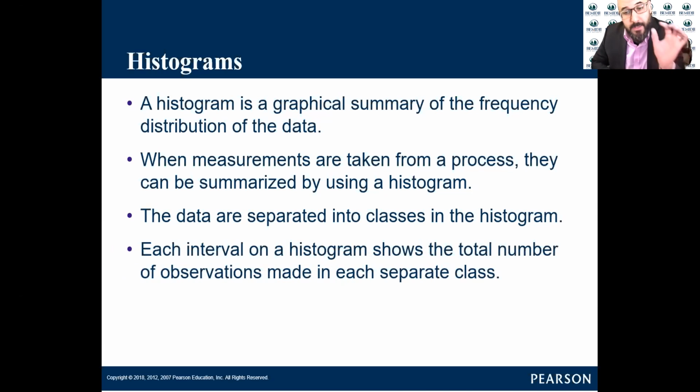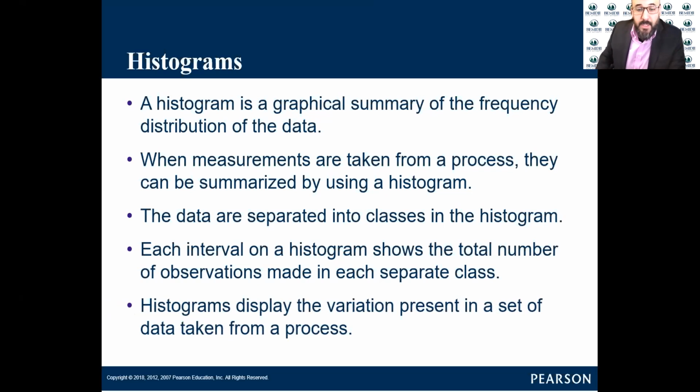Each interval shows the total number of observations made in each separate class. So the data will be recorded in these classes, which are also called intervals, interval 1 being from 90 to 100. A histogram displays the variation present in a set of data taken from a process. So what is that exactly? It shows you the variation of the process.